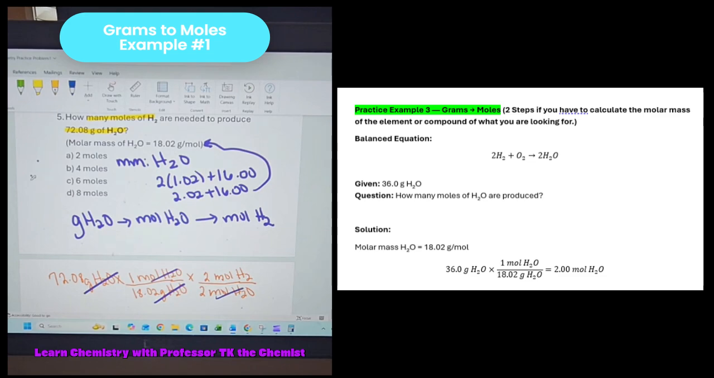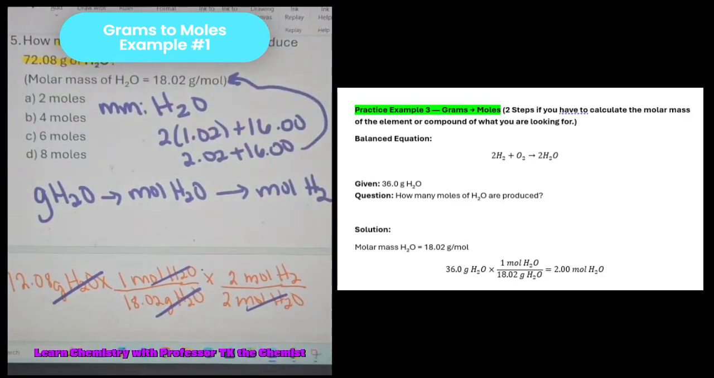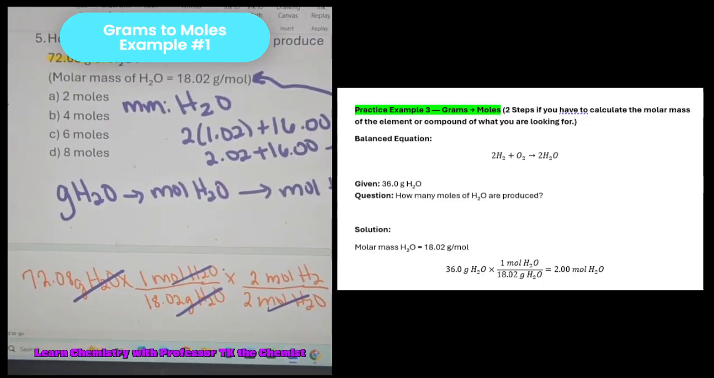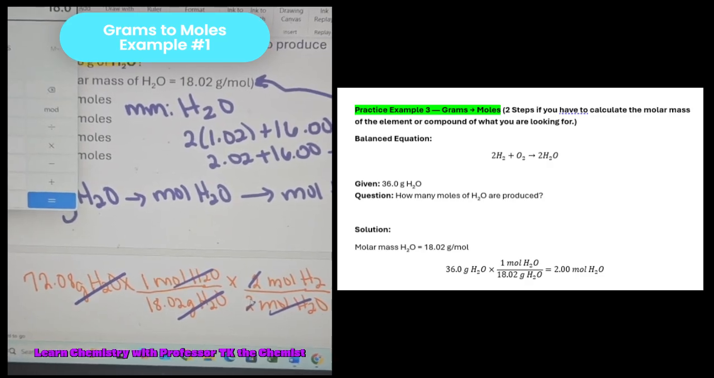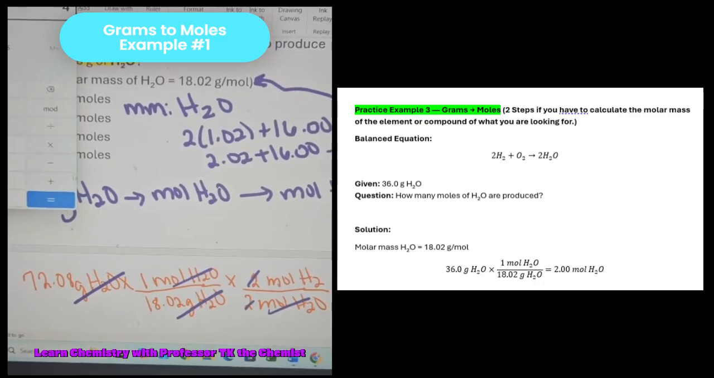So again, cancel out the units you don't need anymore. And those are gone. Now, technically speaking, these 2s right here can cancel out because they're the same number. So we can just go ahead and knock those out too, and just do 72.08 divided by 18.02. All right, here we go. 72.08 divided by 18.02, and you get 4. So for those of you that said 4 for letter B, you are correct.